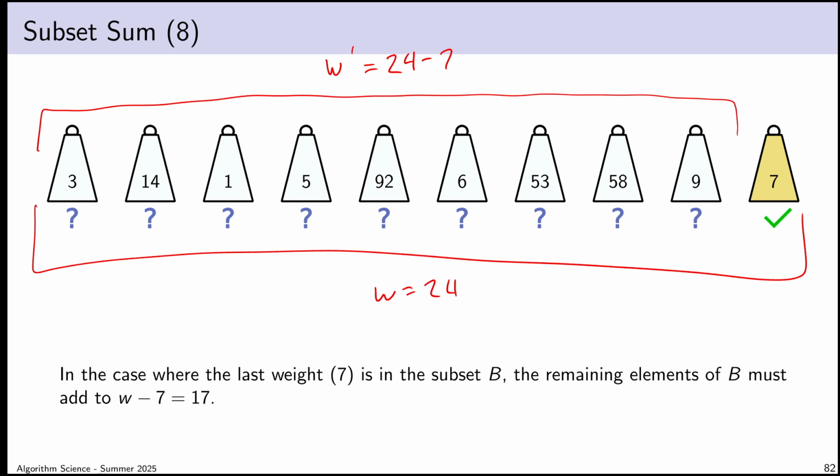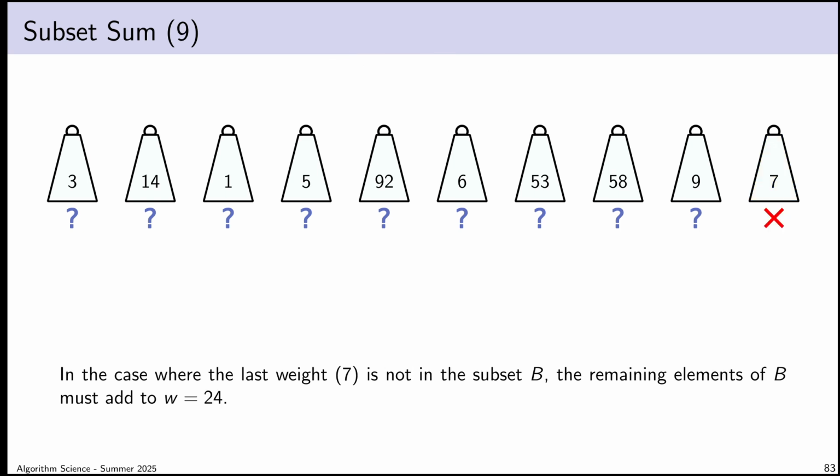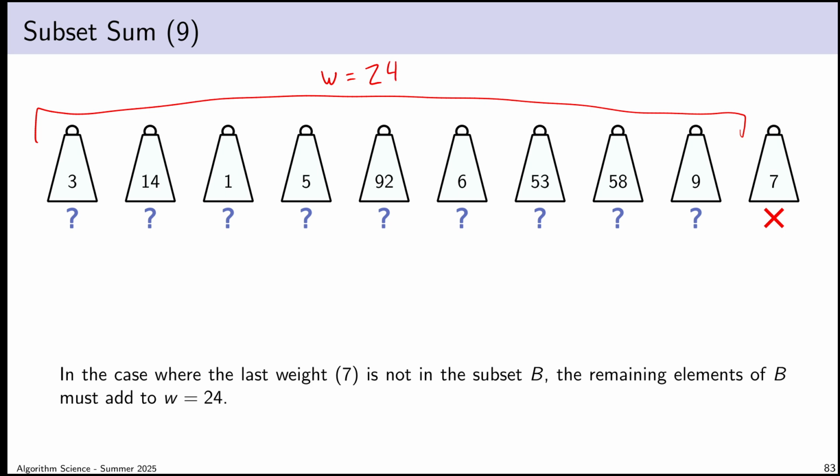And so we can see that there is a sort of natural recursion in that, because now what I need to do is find a subset of this smaller collection of weights with this smaller sum. Now, in the event that 7 is excluded, because 7 is either in or it's out, then what I'm looking for is a collection of these weights that adds to 24, because obviously by excluding 7, 7 does not contribute at all to that sum. So I already have the beginnings of a recursive decomposition.